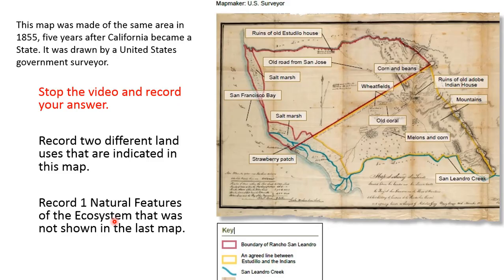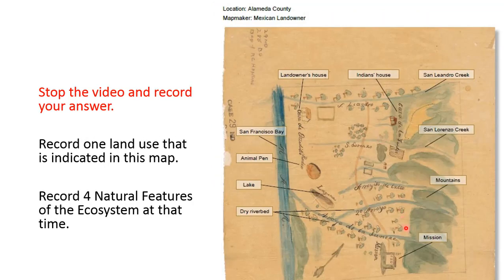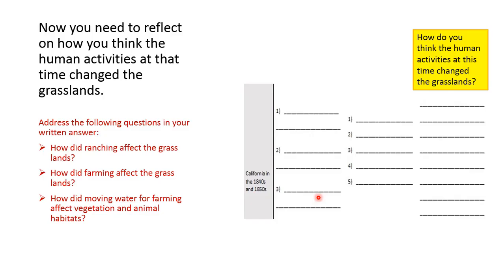Let's go back and look at that. So they did use creek water, and they did make ponds with it. Here, probably a man-made lake. So how did that affect?